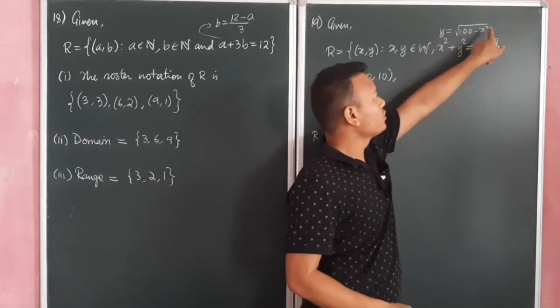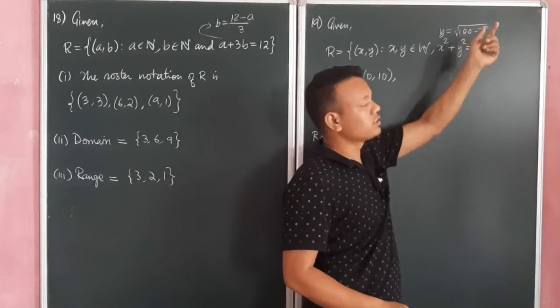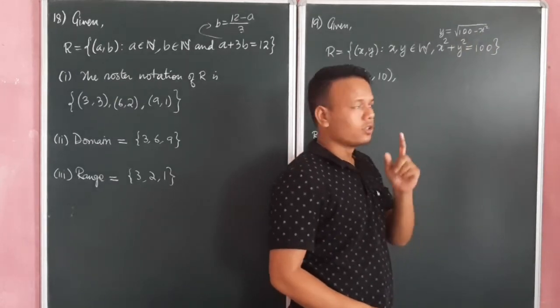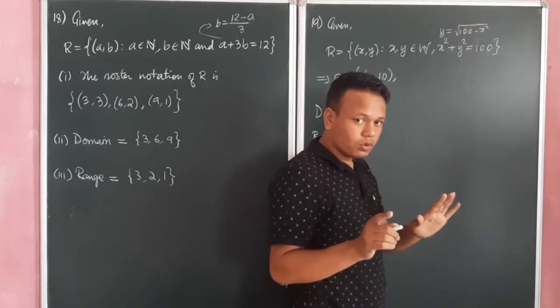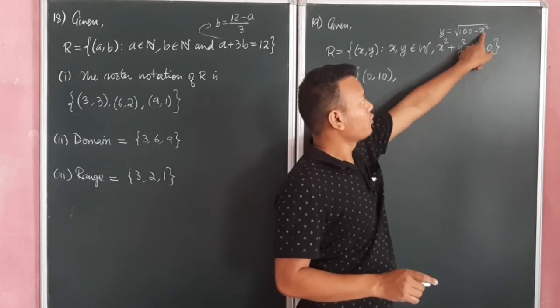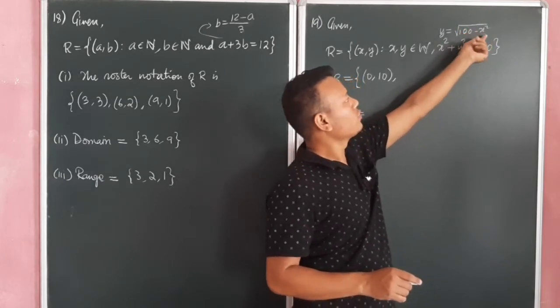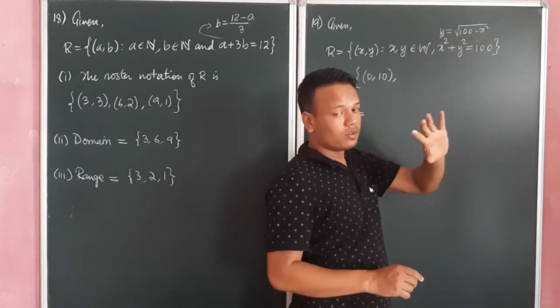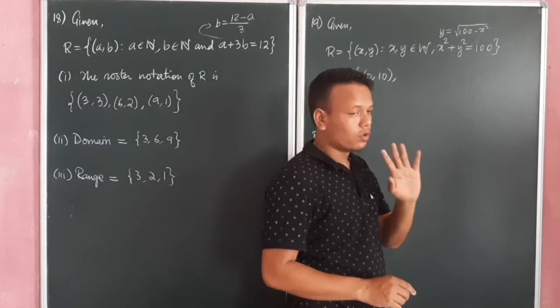Yes, so this is x square is 16, so 100 minus 16 will be 84, isn't it? So square root of 84 is also not possible. So next is 5, so 5 square is 25, so 100 minus 25 is 75, so the square root of 75 is also not possible.